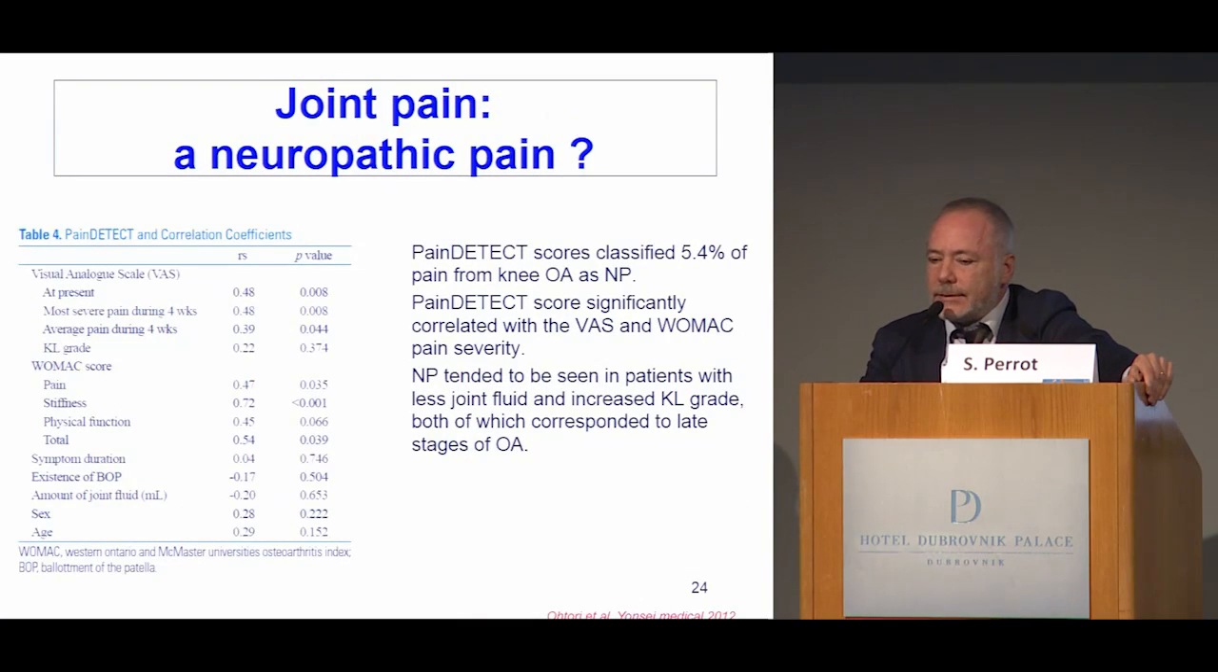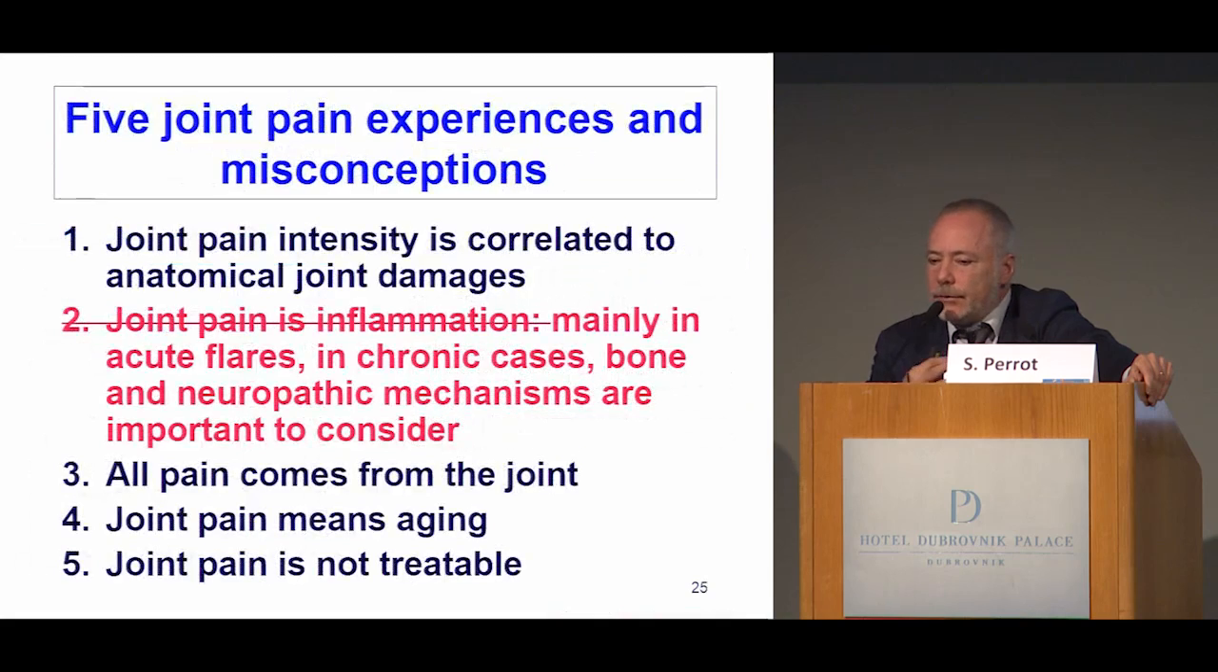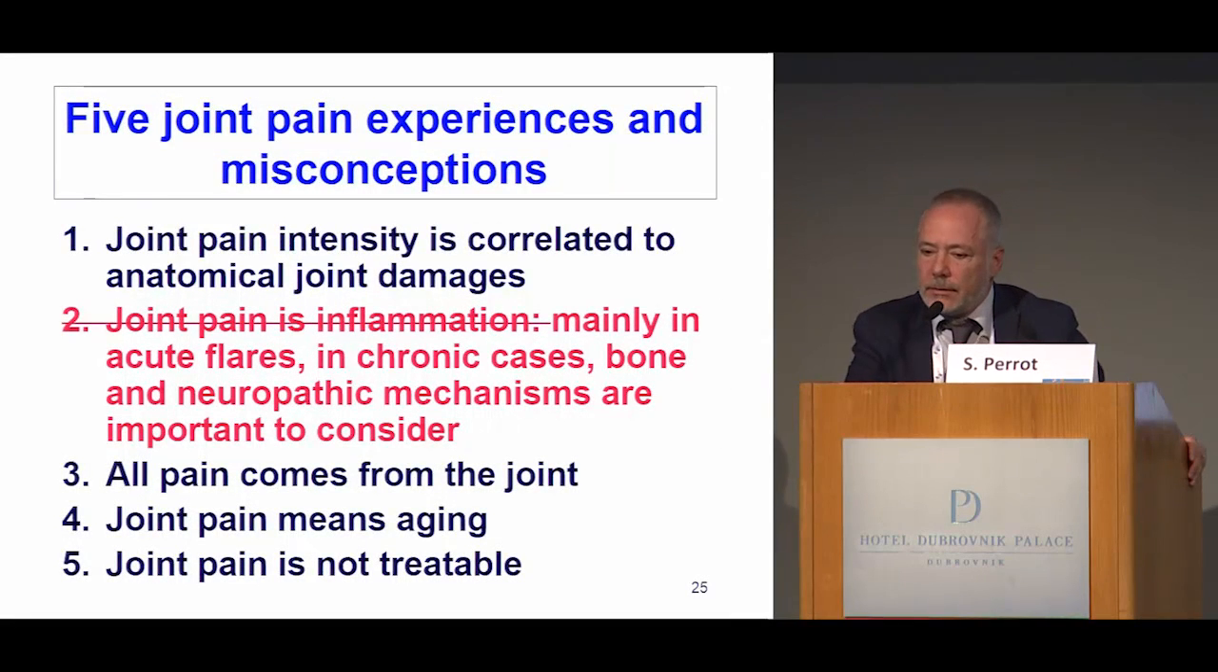And the last study demonstrating that with this kind of questionnaire, the PainDetect score, there were lots of neuropathic pain symptoms, and the more neuropathic the pain was, the more intense was the pain, and also less joint effusion in these patients. That looks relevant. So to summarize this second misconception, joint pain is not only inflammation, it's mainly probably in acute flares, but in chronic cases, bone and neuropathic components should be important to consider.